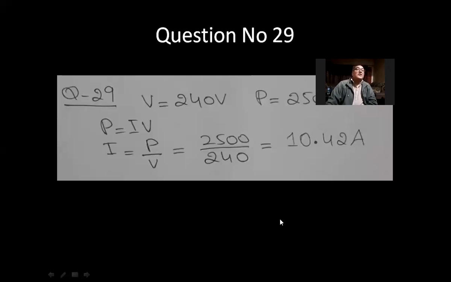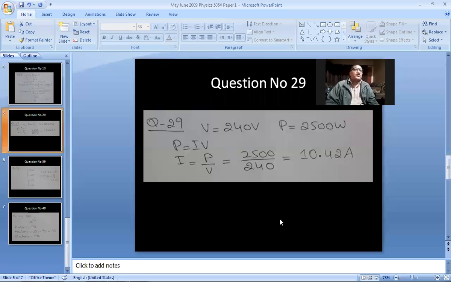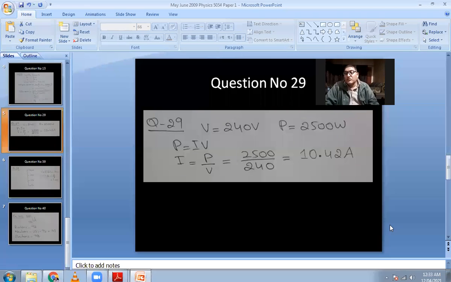Now the voltage is 240 volt and the power is 2500 watt. P is equal to IV, so I will be equal to P divided by V. 2500 divided by 240, and the answer will be 10.42 ampere. So that was question number 29, 10.42.